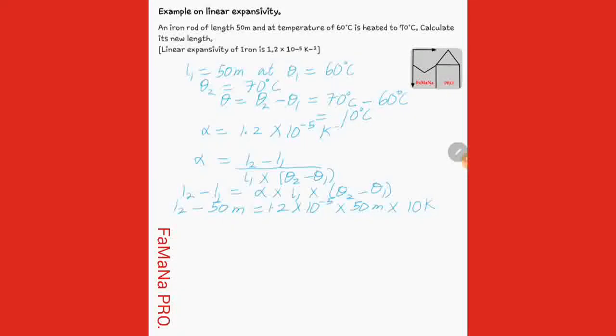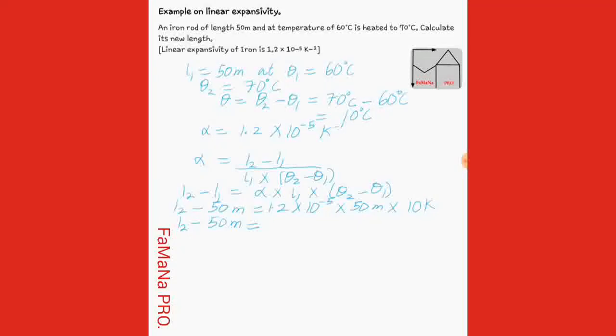Okay, I said it earlier that the change in temperature in degrees Celsius is the same thing as the change in temperature in Kelvin, so I'm working in Kelvin. So if you continue, you are going to have the linear expansivity times the final length, or the new length, minus 50 meters equals, if you get your calculator and you do the right hand side, you have 1.2 times 10 to the power minus 5 times 50 times 10.